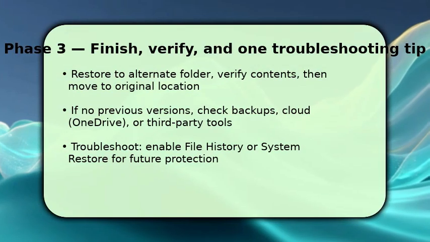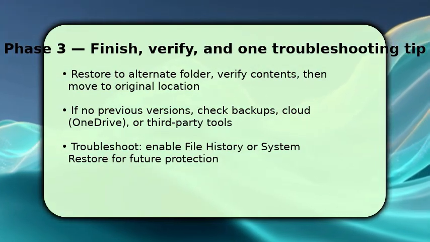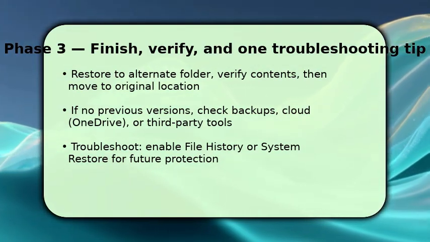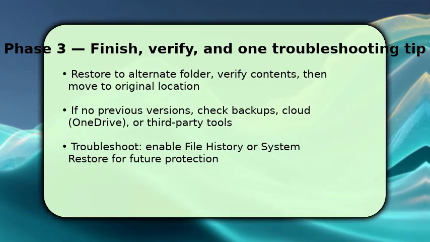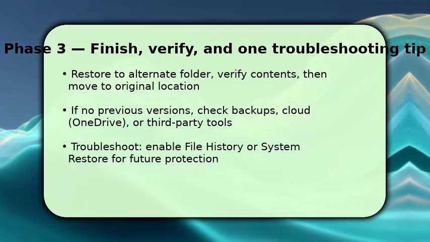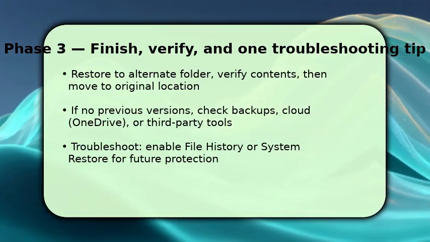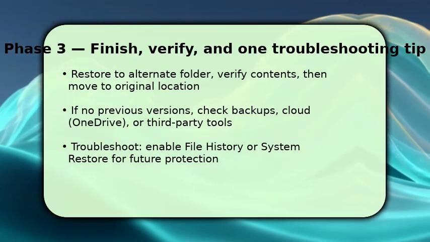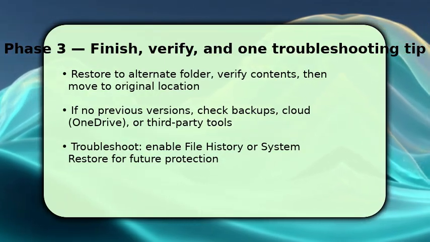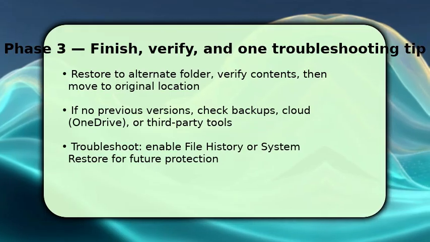Finish by restoring the selected version to an alternate folder, then open and verify the file matches what you need. Once confirmed, replace the current file. If previous versions is empty, check other backups like OneDrive or external drives. Otherwise, consider data recovery tools, but know they may not recover prior file contents reliably.